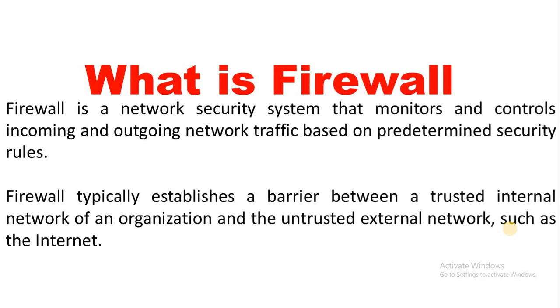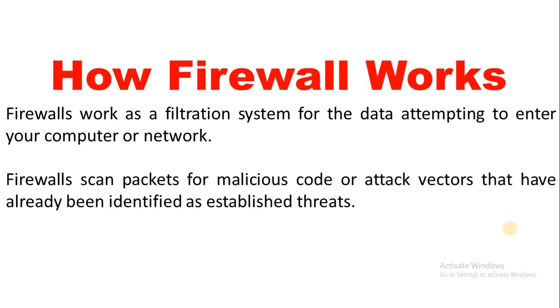Firewall typically establishes a barrier between a trusted internal network of an organization and the untrusted external network such as the internet. Firewall works as a filtration system for the data attempting to enter your computer or network. Firewall scans packets for malicious code or attack vectors that have already been identified as established threats.